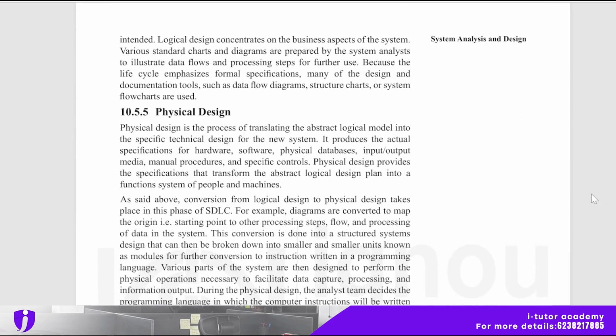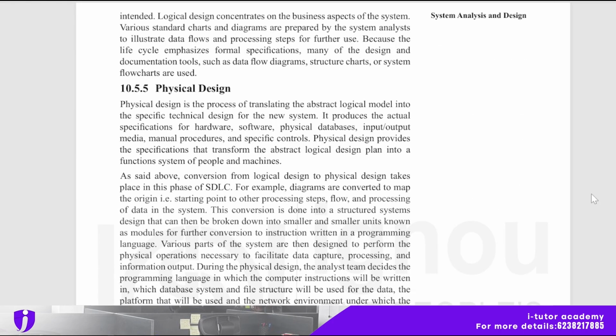And next is physical design. Physical design is the process of translating the abstract logical modeling into the specific technical design for the new system. It produces the actual specifications for hardware, software, physical databases, input or output media, manual procedures and specific controls. Physical design provides a specification that transforms the abstract logical design plan into a functioning system of people and machines. As said above, the conversion from logical design to physical design takes place in this phase of SDLC.